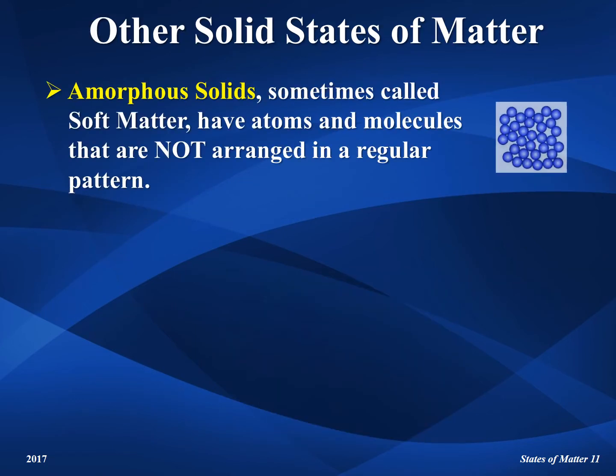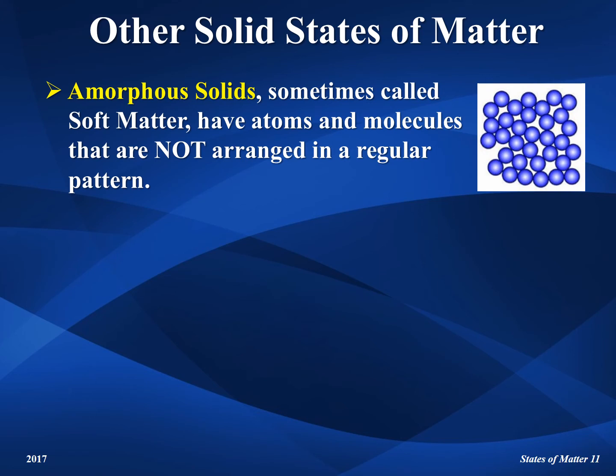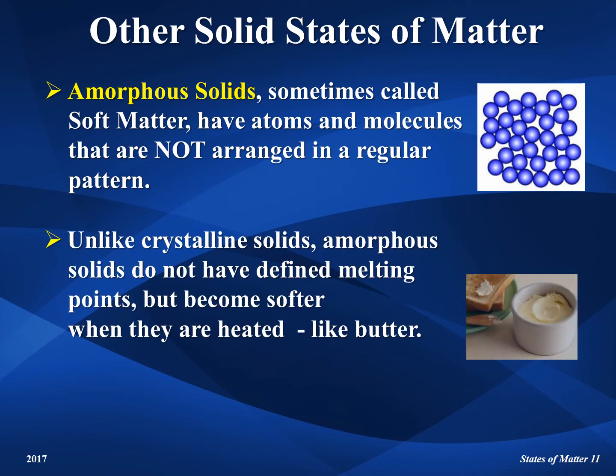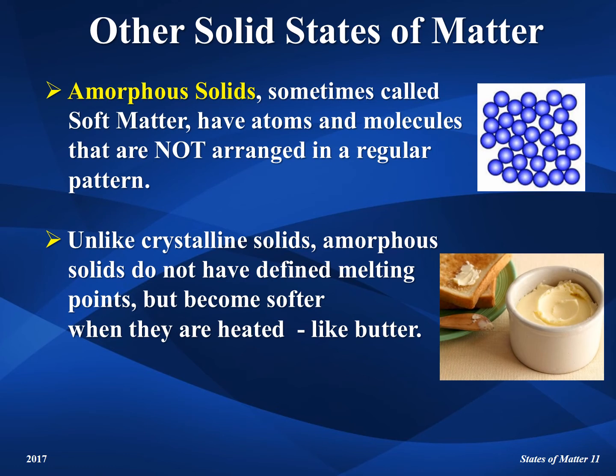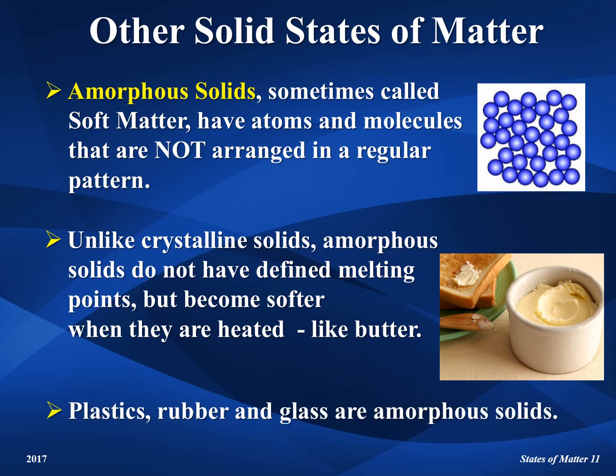In addition to the solid crystalline state of matter discussed previously, another solid state of matter is the amorphous state. Amorphous solids are sometimes called soft matter. Amorphous solids have atoms and molecules that are not arranged in a regular pattern. A key characteristic of amorphous solids is that they do not have defined melting points. Instead, they become softer and softer as they are heated. A good example of an amorphous solid is the butter that you might use on your toast. Other amorphous solids include plastics, rubber, and glass.